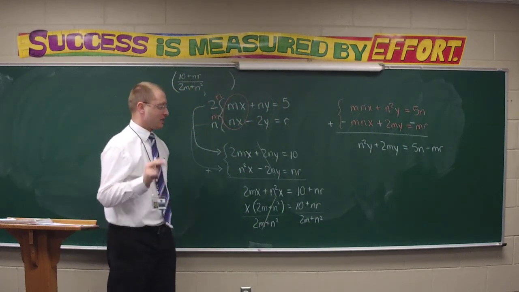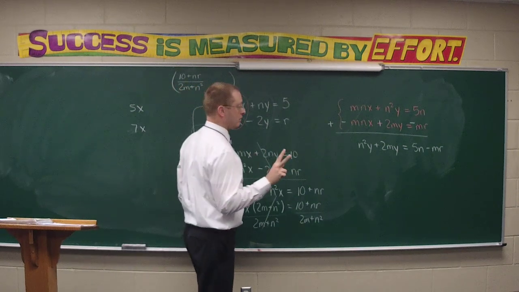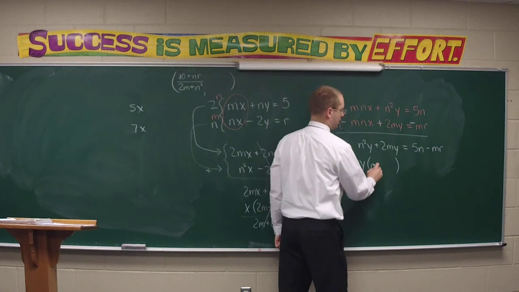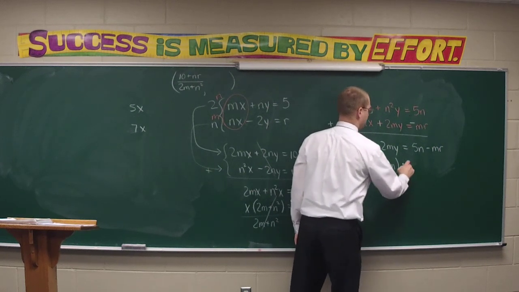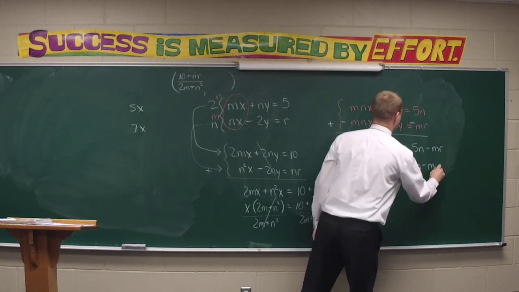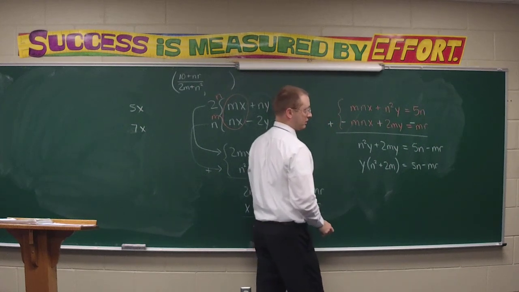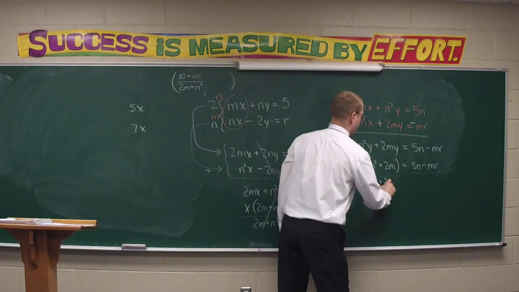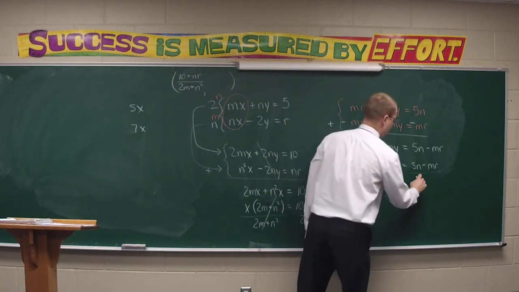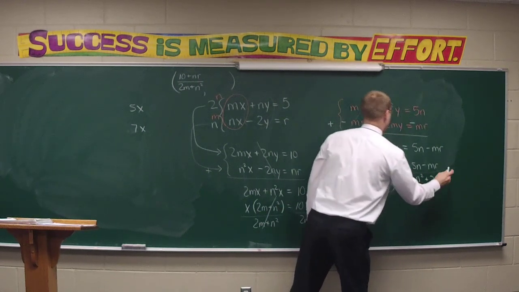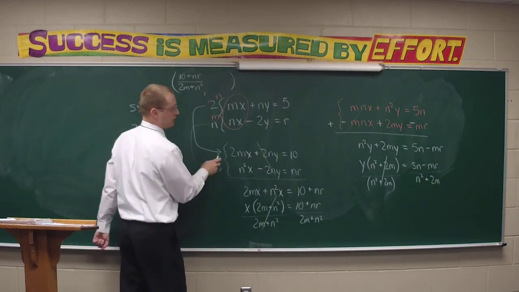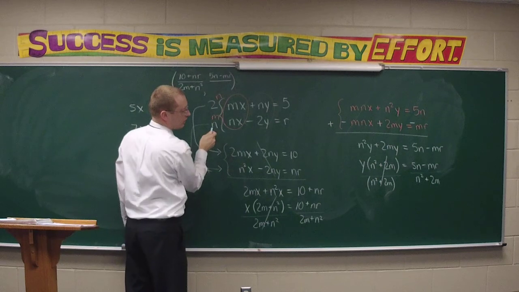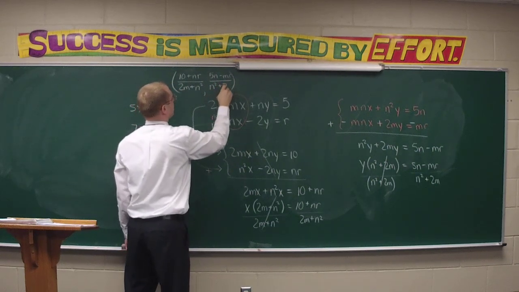Ready to solve for y? It's going to take me 2 steps. First, pull out your y, which leaves you, within parentheses, n squared plus 2m equal to 5n minus mr. And then the final step, divide away the n squared plus 2m. And that's the ordinate: 5n minus mr all over n squared plus 2m.